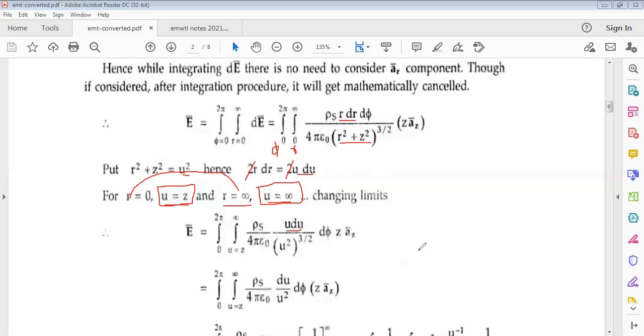So now the integration is only for mu and the phi, not the Z. Mu integration is from Z to infinity, and the phi integration is from 0 to 2 pi, with the upper limit and the lower limit.